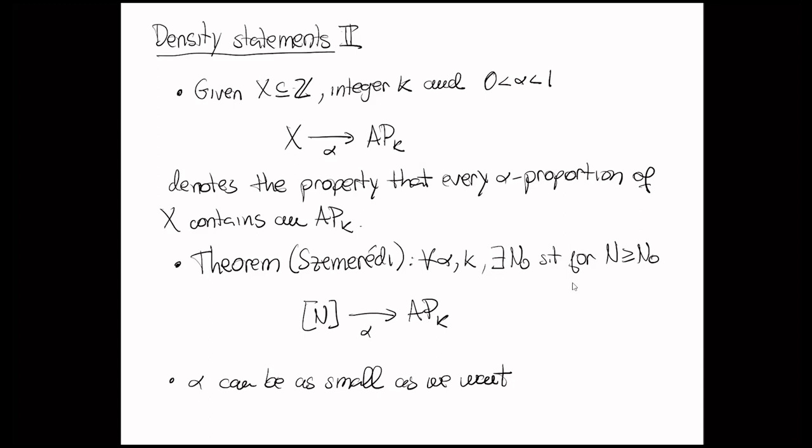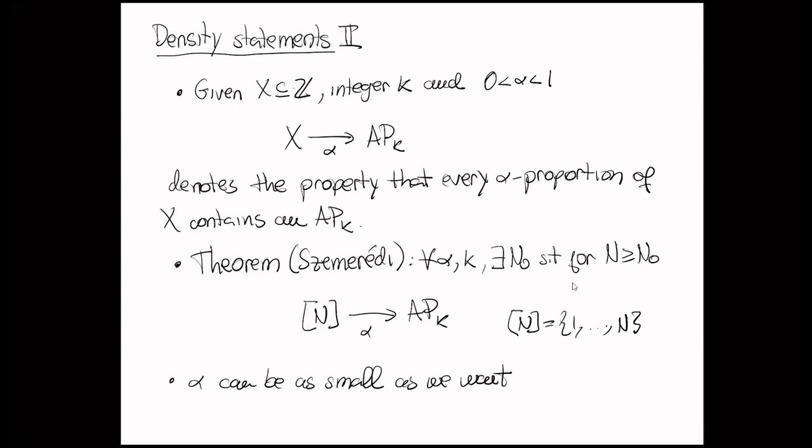Here, the main theorem is Szemerédi's theorem, which basically says that if you take the set of integers, you can take alpha as small as you want. Let me say it with more words. For every alpha and k, there exists an n0 such that whenever n is bigger than this n0, any alpha proportion of [n], and by [n] I mean just the integers from 1 to n, so any set of size alpha n, will contain an arithmetic progression of length k. This is a very celebrated, very famous result. The proof is a little bit more complicated than van der Waerden's. It's a very nice result.